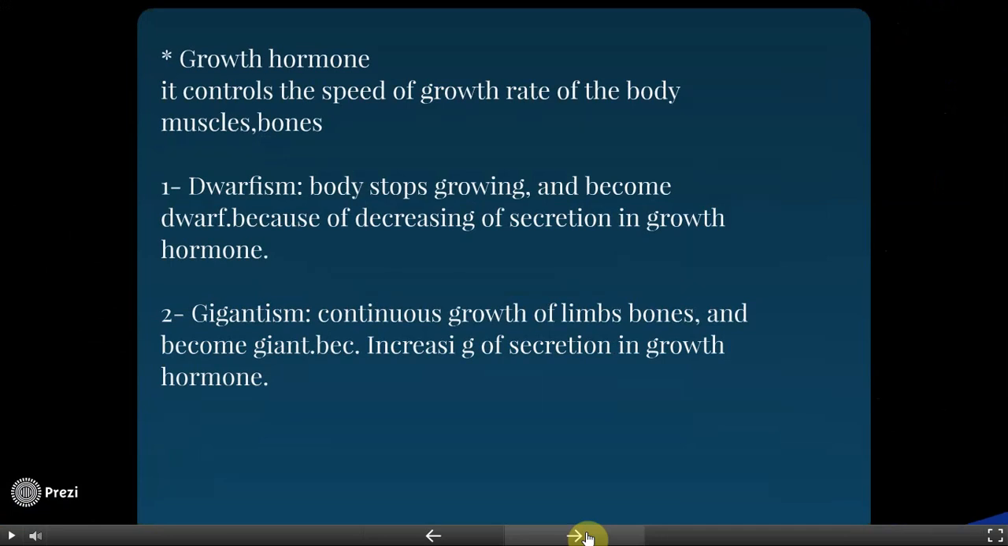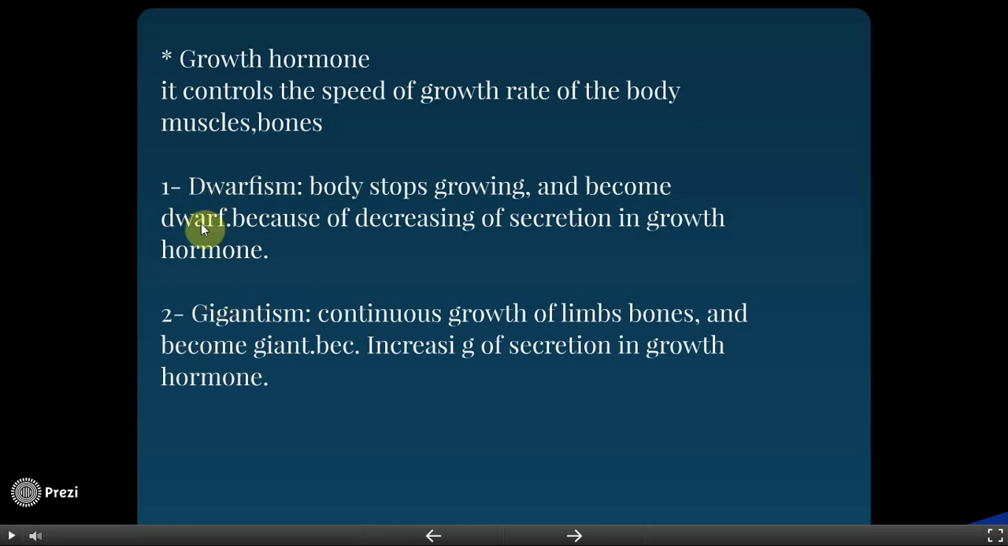So starting with growth hormone again, the importance: it controls the speed of growth rate of the body, muscles, bones, and the other organs. So it determines the height that the person will reach when he becomes fully grown. But sometimes there are some diseases resulting from the growth hormone disorder in the human body. These diseases are dwarfism and gigantism.